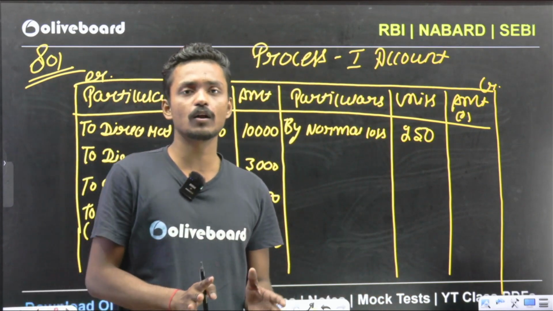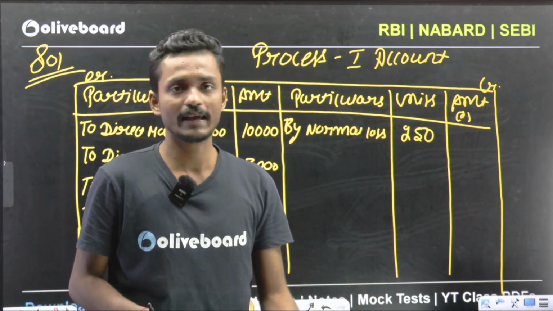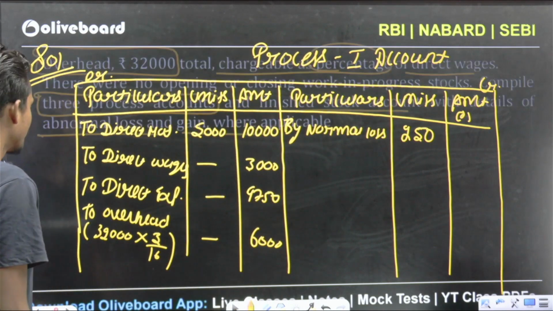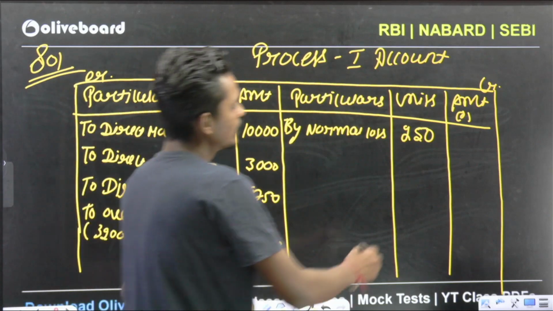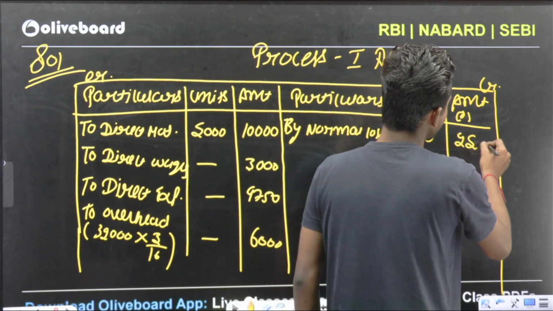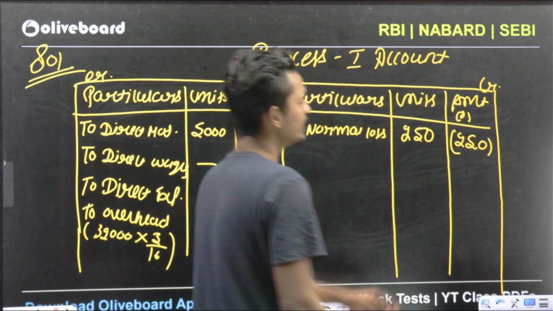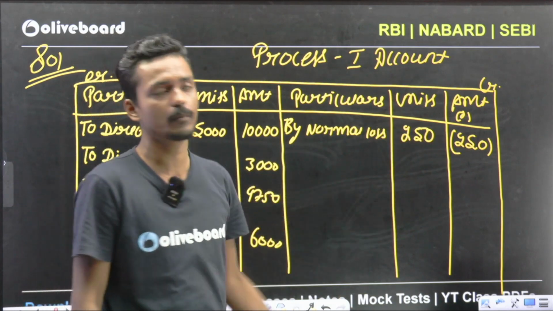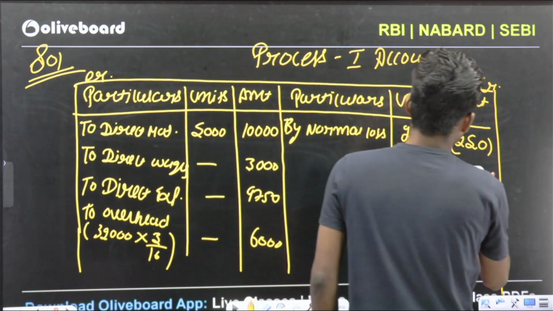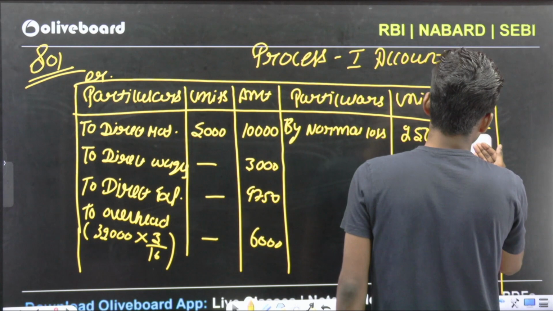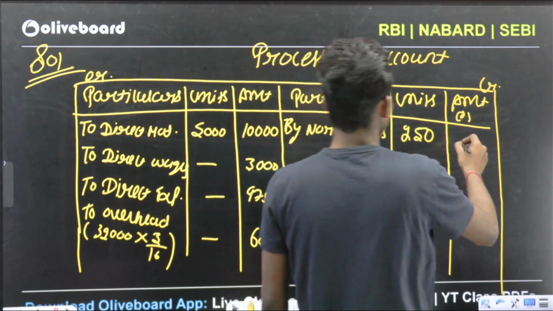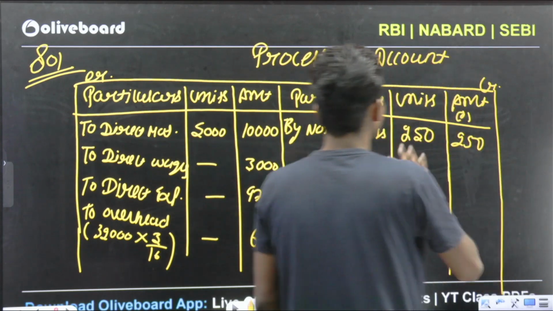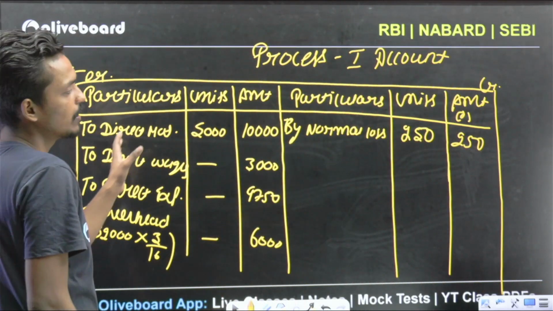Now this normal loss unit is sold in the market. What is the sellable price over here? Now these normal units have a scrap value of rupees 1. The amount realizable from the market is 250, which is my income over here. I will not give the bracket portion, because in this particular portion I ultimately deduct all the expenses from this income.